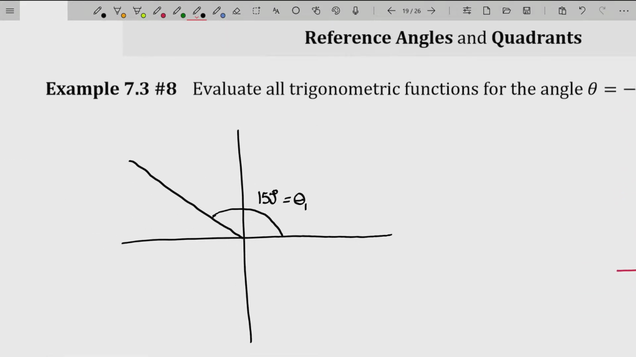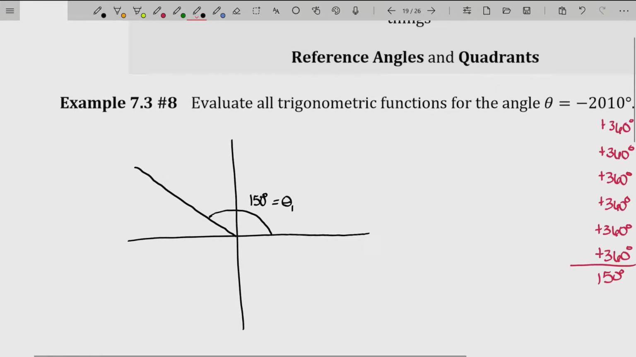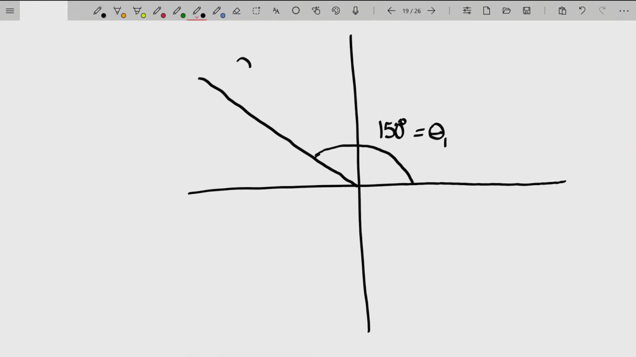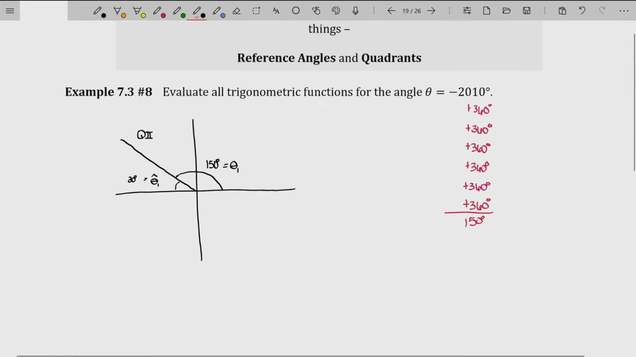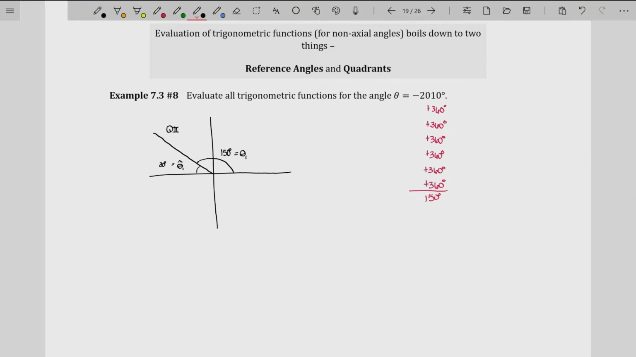But again, trig is all about reference angles and quadrants. So what quadrant are we in? Quadrant 2. And what's our reference angle? Our reference angle is 30 degrees. So now I just need to draw my 30, 60, 90 triangle. And I'm in degrees, so that's nice. I think familiarity is nice every once in a while. 30, 60, 90. 1, 2, root 3.